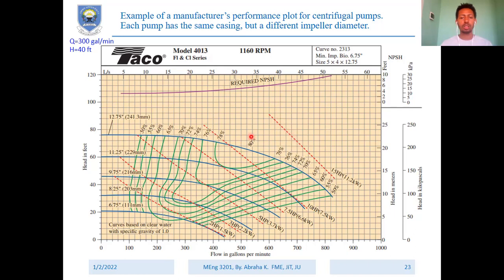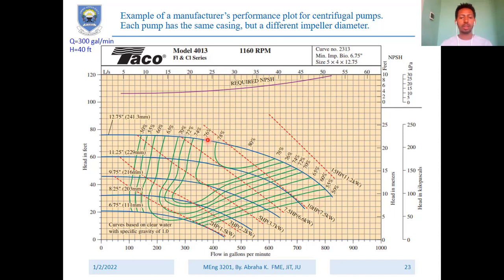The red broken line shows the brake horsepower of the pump according to the impeller diameter. It also varies. The numbers, the quantification, can be seen alongside the curves. You can see 15 horsepower is the largest horsepower given in this curve, and it decreases when we go to the left.